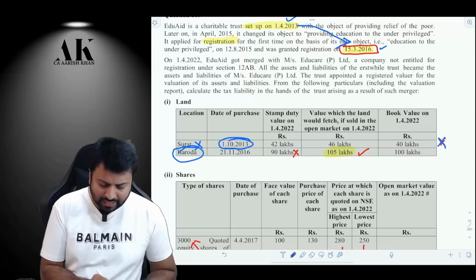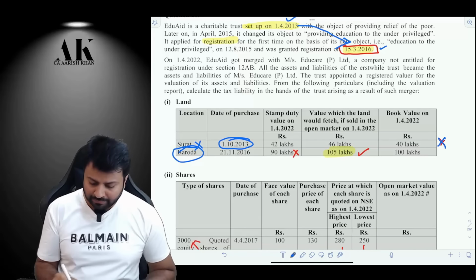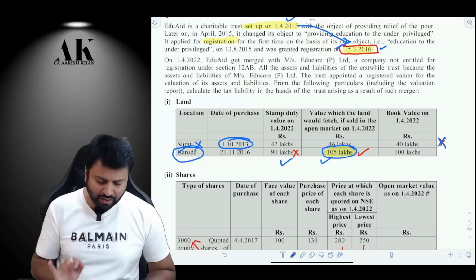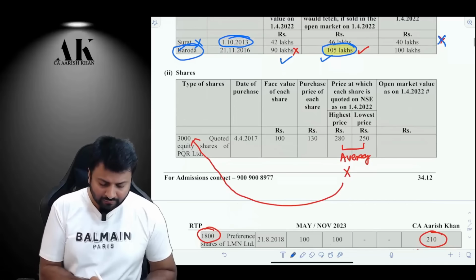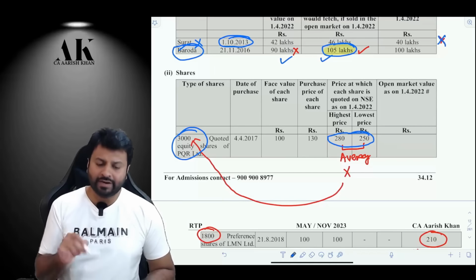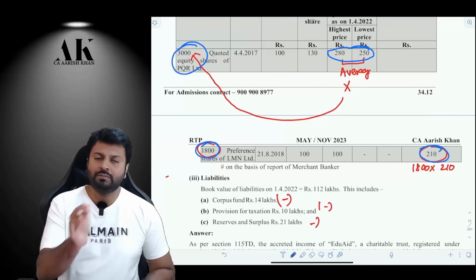Yes, this Baroda land will be subject to accreted income, and for the purpose of accreted income, you have to take the stamp duty value or market value, whichever is higher, and therefore here the market value is higher. Therefore, we are taking 105 lakhs for land of Baroda. Surat land we are not going to take. For equity shares which are listed, you are going to take the highest price and the lowest price average divided by 2 multiplied by 3,000 shares. For preference shares, you are going to take the market value multiplied by number of shares.